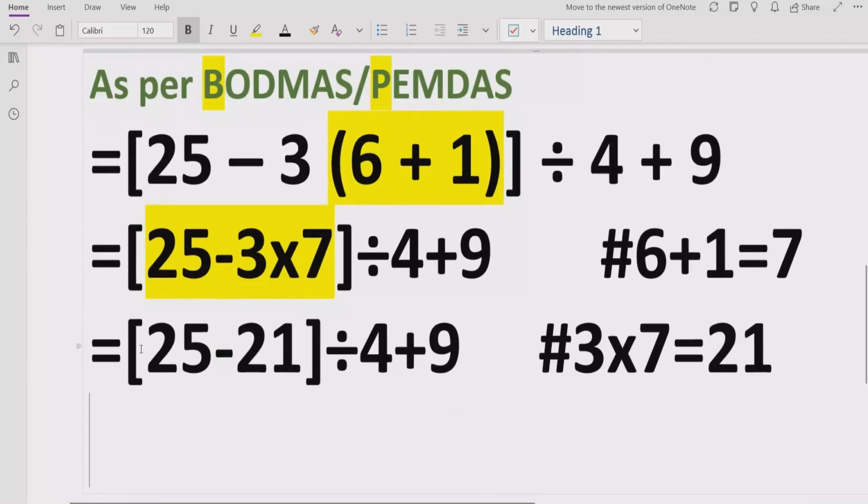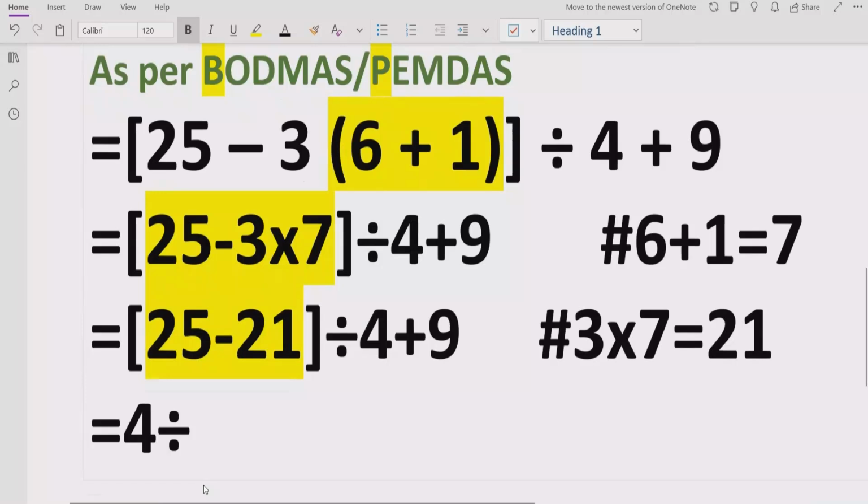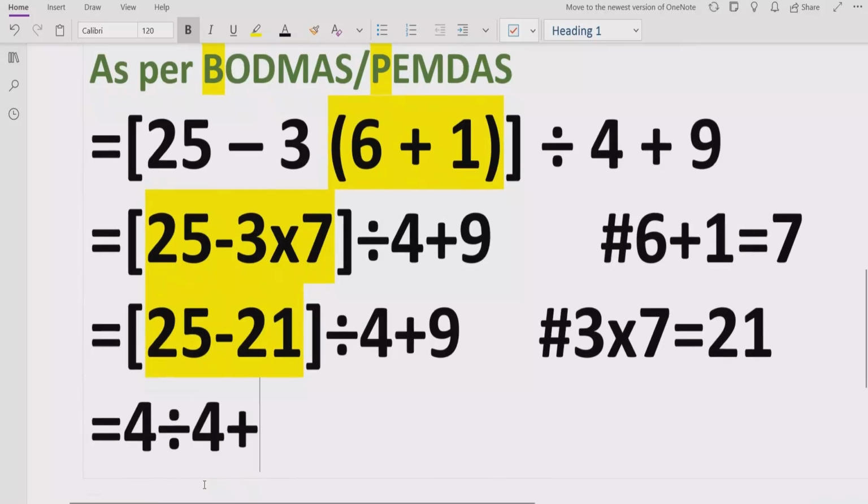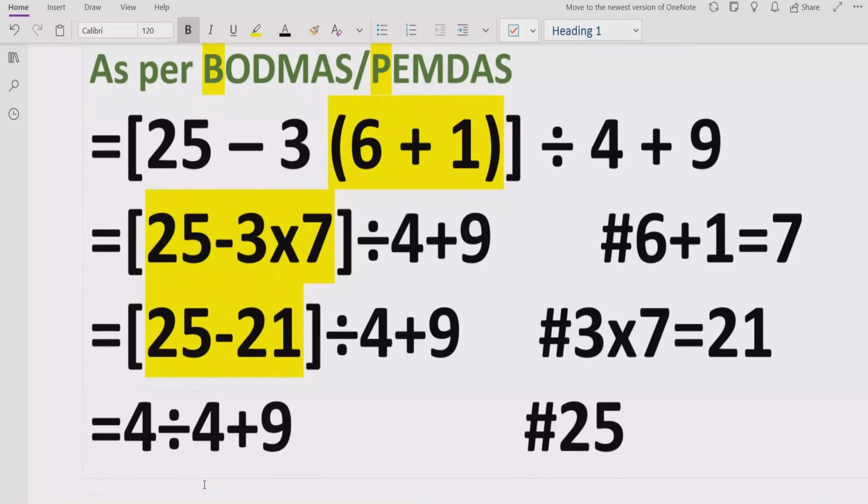Now we have to solve again. We have brackets here, so we have to solve this one. 25 minus 21 becomes 4 divided by 4 plus 9. We will write here as it is. And here 25 minus 21 equals 4.